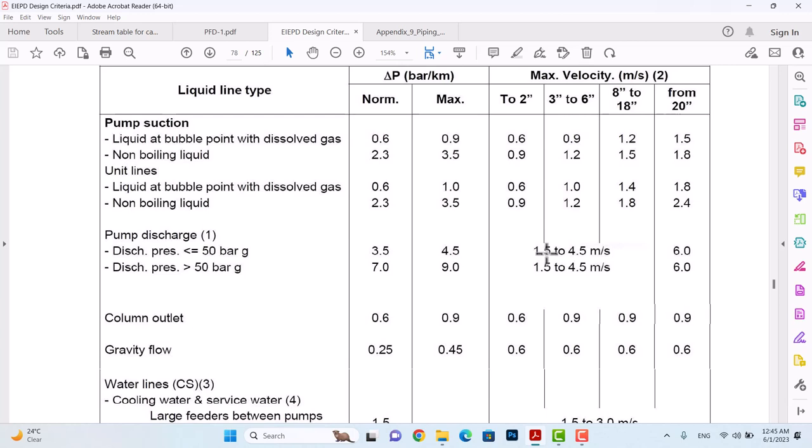You might say, which one is good? 1.5, 4.5, 3 meter per second? It depends on your experience and downstream equipment. If the discharge pressure is more than 50 bar gauge, then we have another criteria. And that's the reason that creating the line list or line sizing is an arduous task. It requires a great deal of time, patience, and meticulous care.